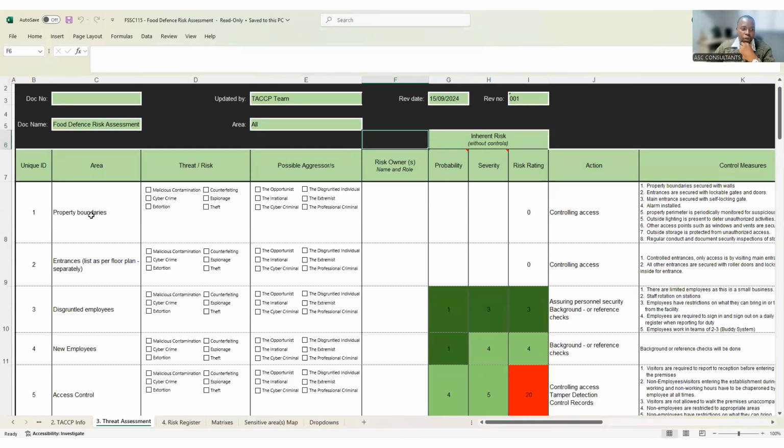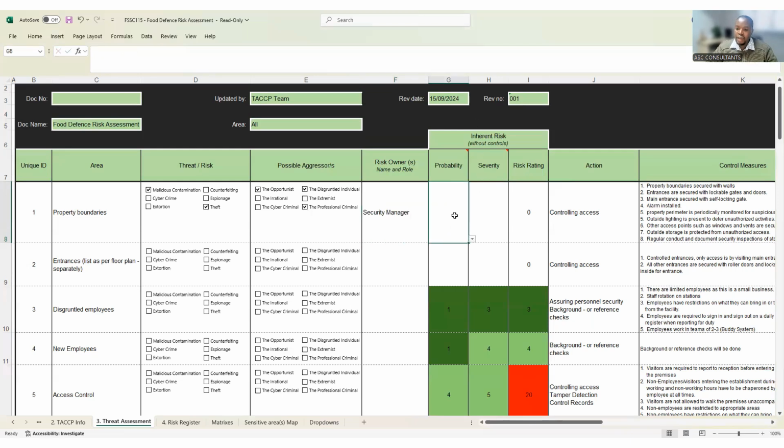For example, here we have got property boundaries, and these are the threats that we have considered. For example, there is a possibility that there could be theft. There may be a possibility of malicious contamination for whatever reason. Perhaps we have got brine tanks that are lined along the fence, and maybe somebody could get easy access to those tanks. The people who would perpetrate this would possibly be the professional criminal, the opportunist, and also the disgruntled individual. The risk owner perhaps is the security manager who will be responsible for that.